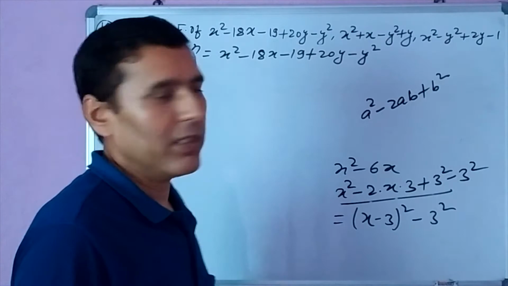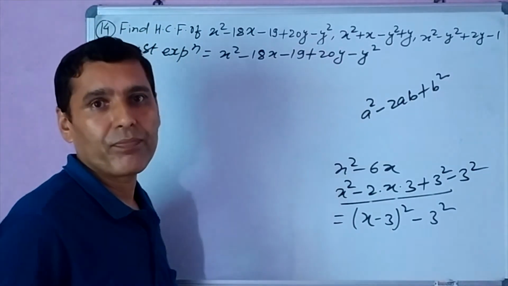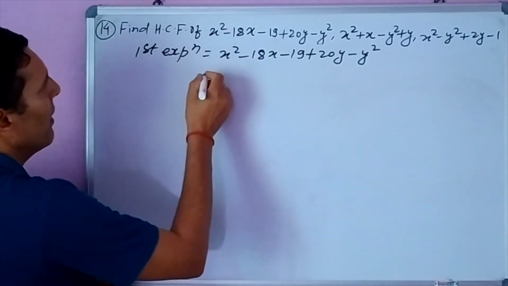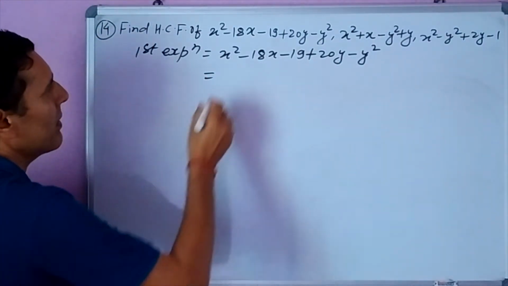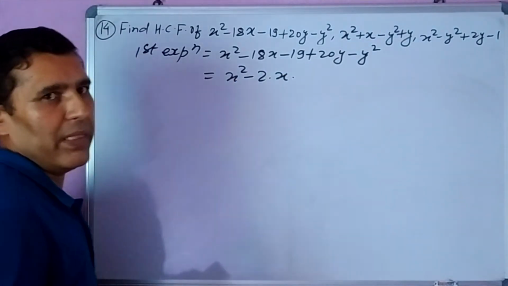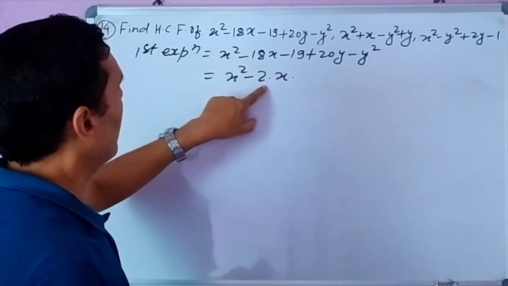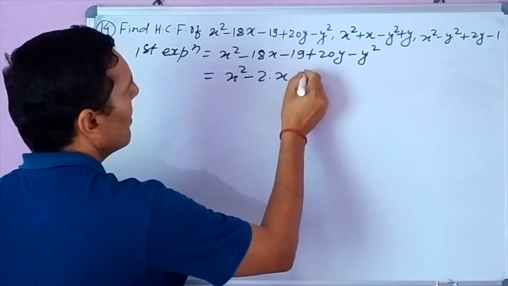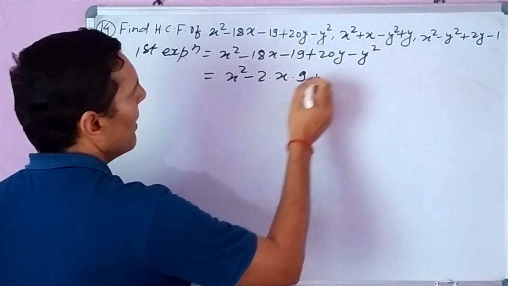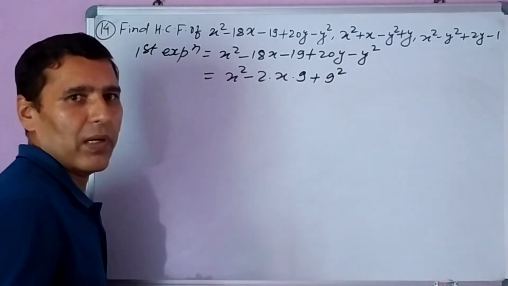Sometimes it is very useful, just like here in this question. So we are completing the square in the first two terms. x square minus 18x, a square minus 2ab, what should b be here? There is 18x, there is 2x, it should be 9, so that we get 18x. So if b is 9, then b square should be 9 square.